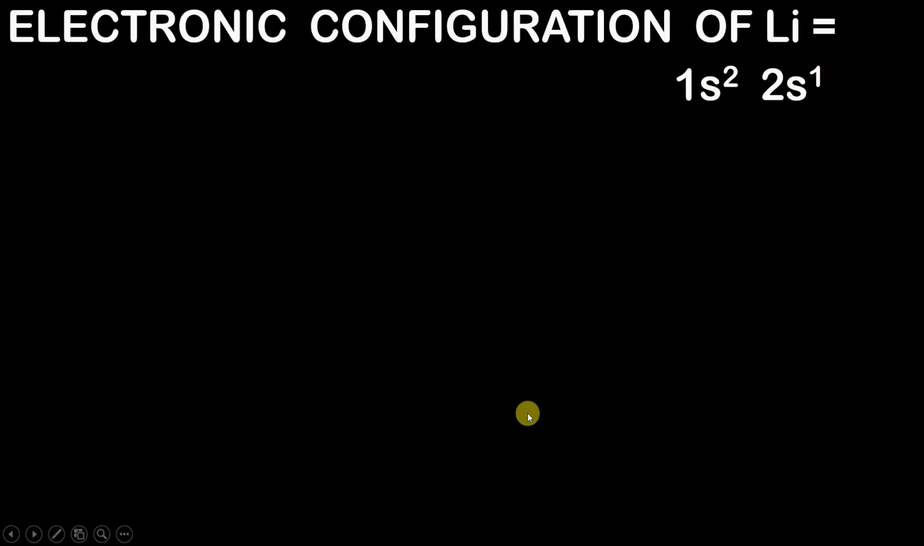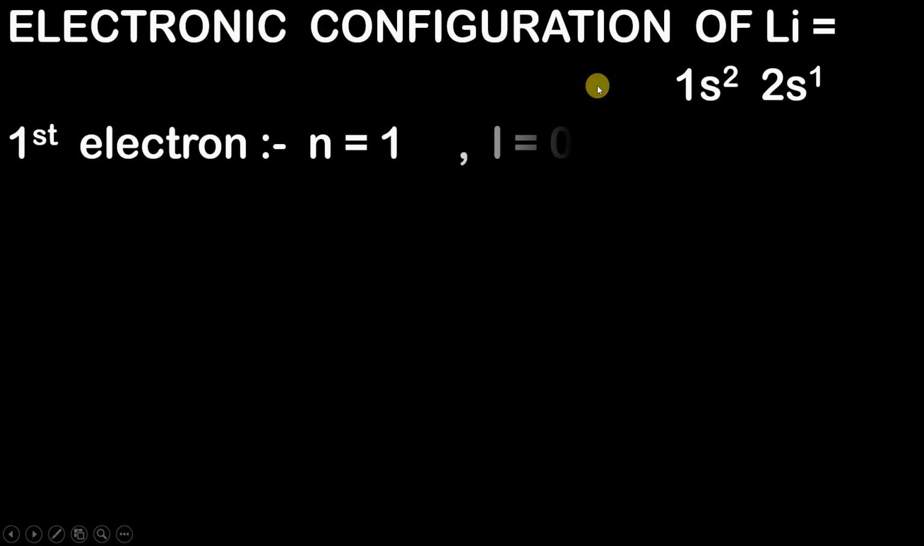Okay, so now I will first consider the first electron, which is present in 1s. So for the first electron, n is equal to 1. Why is n equal to 1? Because the first electron is present in 1s, and inside 1s this 1 is the value of n. And l is equal to 0. Now why is l equal to 0? Because l equal to 0 corresponds to the s subshell, so the s subshell will always have l equal to 0. Now since l is equal to 0, m is obviously going to be equal to 0.